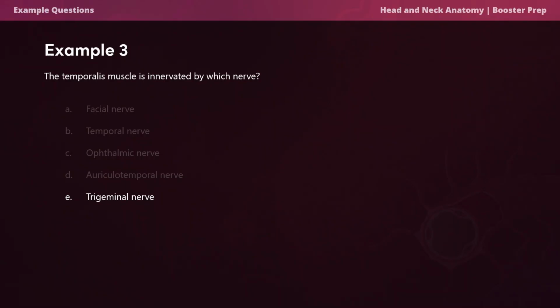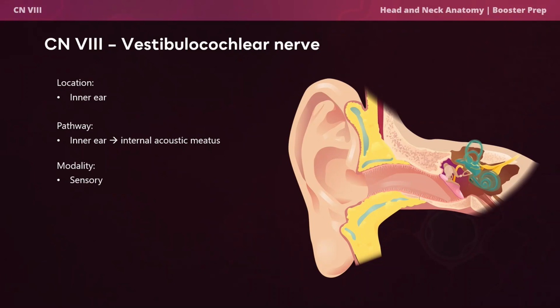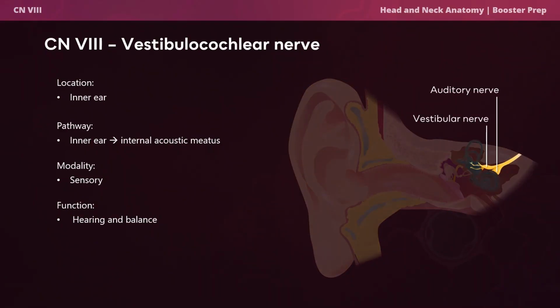These nerves supply motor innervation to the temporalis muscle, allowing it to participate in such actions as jaw closure and chewing. And now we're moving on to, guess what, another nerve. The vestibulocochlear nerve is a sensory nerve originating in the inner ear. And this nerve travels through the internal acoustic meatus, where it travels towards the brainstem. The modality of this is sensory, and the functioning is hearing and balance, and once it gets to the brainstem, it synapses with nuclei involved in auditory and vestibular processing.